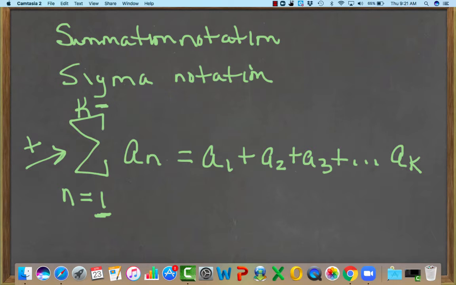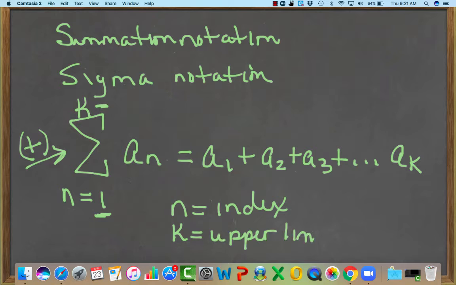Now, a little bit of terminology. The n variable is called your index. The k is called an upper limit. And the 1 is the lower limit. And today, all we're going to do is work on how to evaluate sigma notation and a few properties using it.